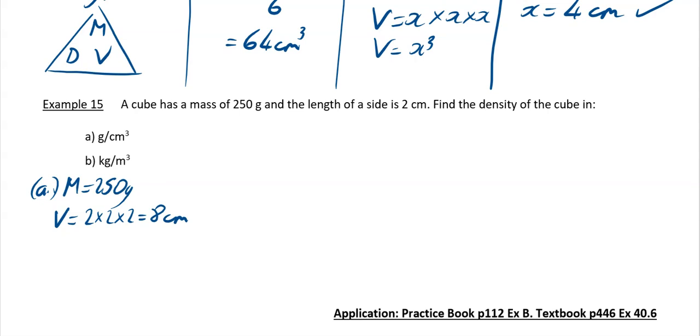Once you've got your mass and your volume, you can find your density. Density is equal to mass divided by volume. And if you do that, you're going to have 250 divided by 8, which works out to be 31.25 grams per centimeter cubed.